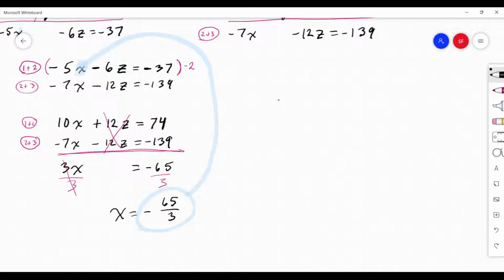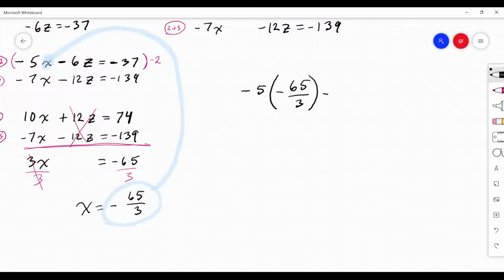So we're going to end up with negative 5 times negative 65 thirds minus 6z equals negative 37. All right, so I have to go nice and slow so I don't make a mistake because I don't have the key to check myself on, which I should have done a long time ago, and then I would have caught the mistake sooner. But either way, it's totally fine because y'all get a good example, because these won't always end up with pretty whole number answers. Most of your homework will, though, so don't freak out and get scared.